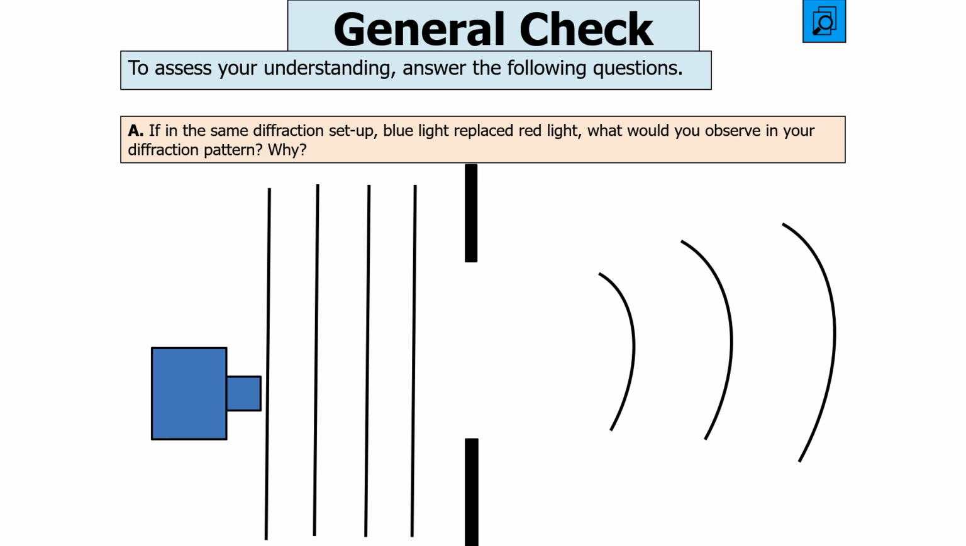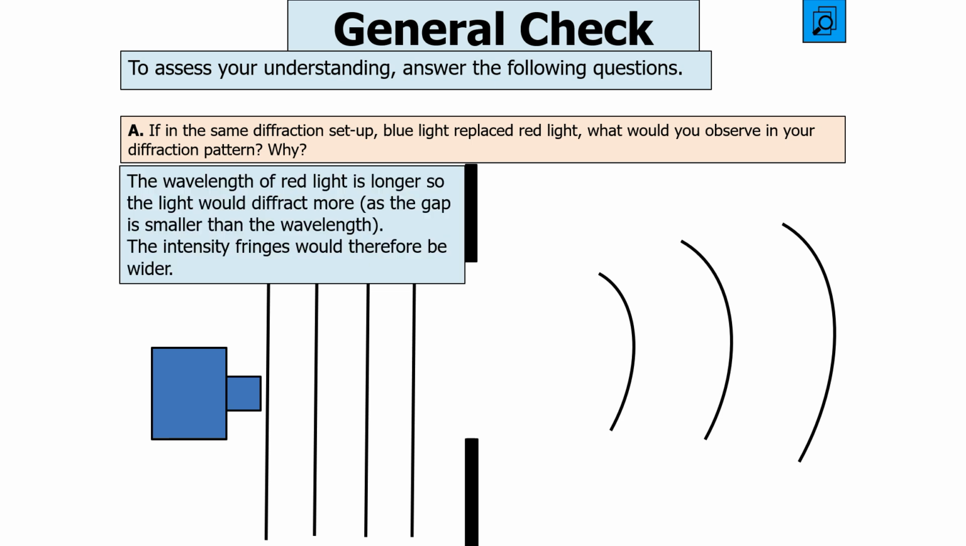If in the same diffraction setup, blue light replaced red light, what would you observe in your diffraction pattern and why? Well, the wavelength of red light is longer, so the light will diffract more, as the gap is now smaller than the wavelength, so the intensity fringes would therefore be wider.